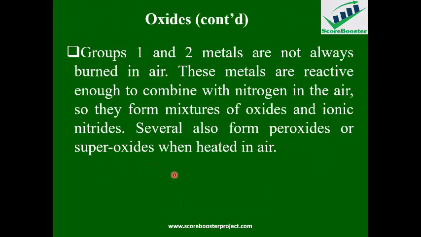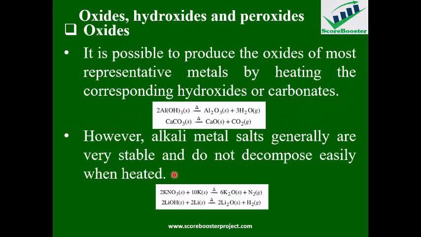Group 1 and group 2 metals are not always burned in air. This is the reason. If you burn these group 1 and group 2 elements in air, they are very, very reactive. As they are reacting with oxygen, they will be reacting with nitrogen also. They form oxide and they form nitride. So it frustrates our effort. The yield will not be enough. That is why they don't do that. Instead, they will look for a salt, like I've explained here, they react the metal with the salt and heat it.